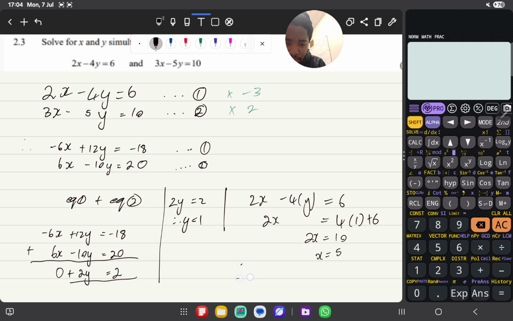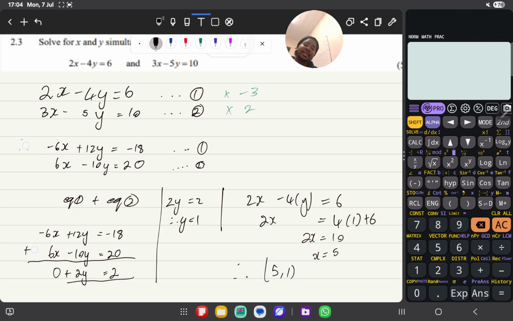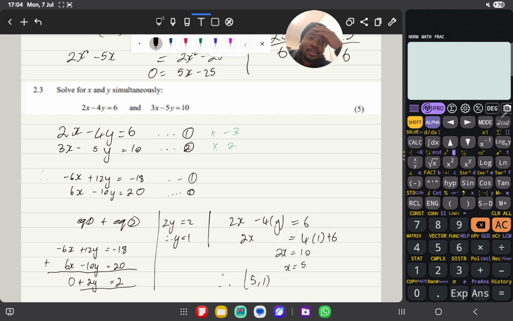So therefore you would say that you have 5 and 1, right, as your coordinates. But because of that mistake that I made, I just want to quickly check.